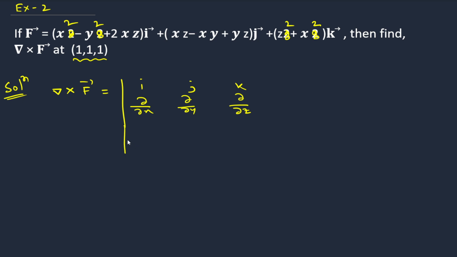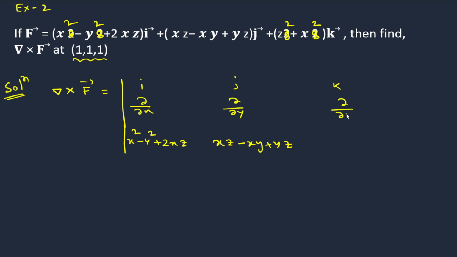Now we'll write the components, which is x square minus y square plus 2xz, and then we have to write in more expanded form. So let it be j del del y and then the second component is xz minus xy plus yz, and then k del del z, it will be z square plus x square. So now let us expand it.